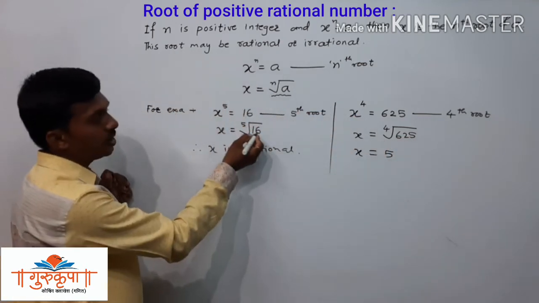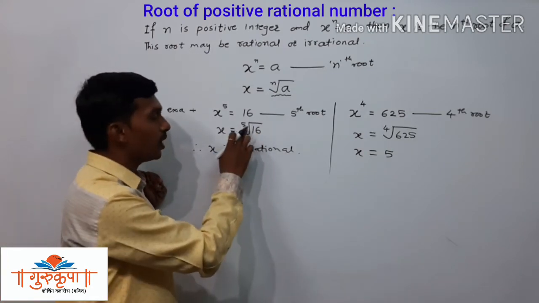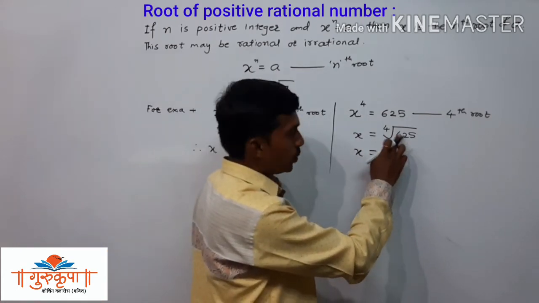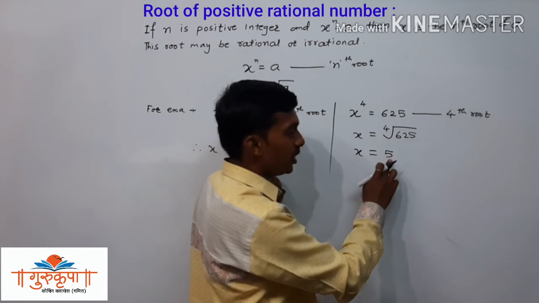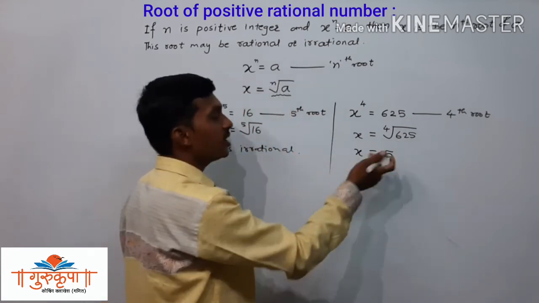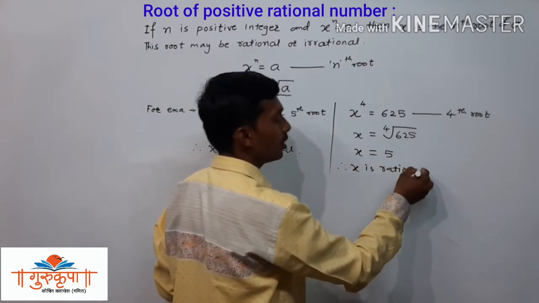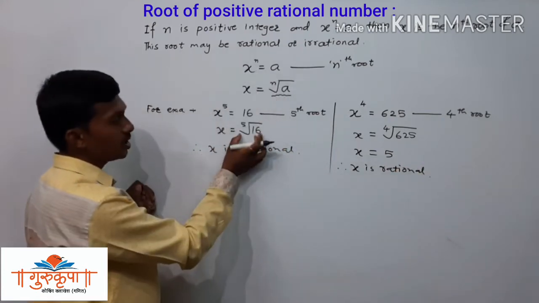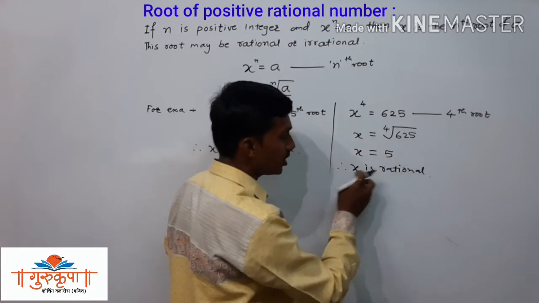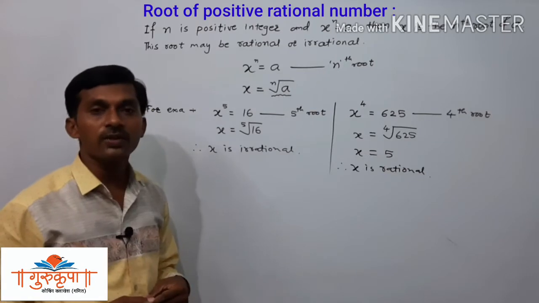Here we didn't get the fifth root of 16, since there is no number whose product taken 5 times is 16. And here we have a number whose product taken 4 times is 625, and that number is 5. Here we know that 5 is rational since x is rational. Therefore, x is rational. The value of x is irrational since x is irrational, and the value of x is rational since x is rational. So this is all about the root of a positive rational number.